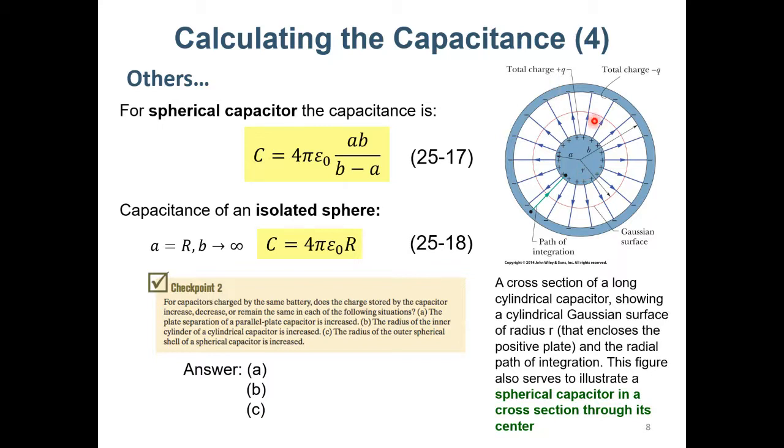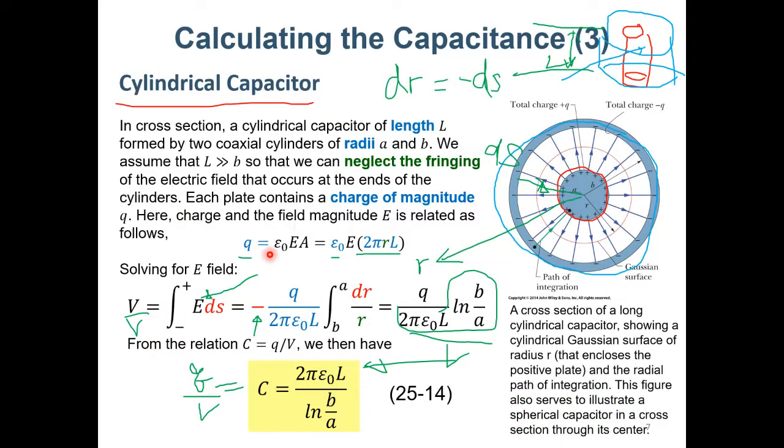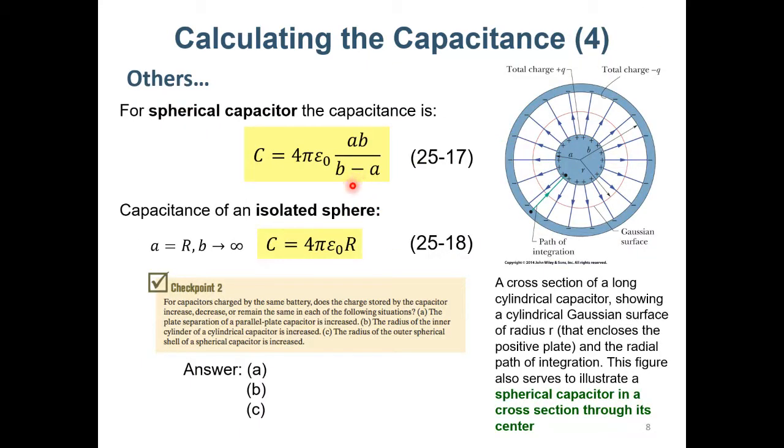Actually applying Gauss's law here, you get similar results. For the area, it will be 4 pi R squared. You substitute here an integration and you get something like 1 over A minus 1 over B. So it should be easy.